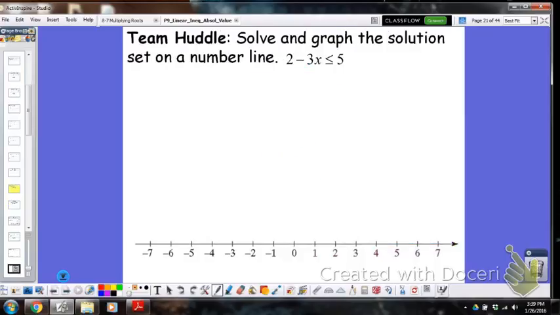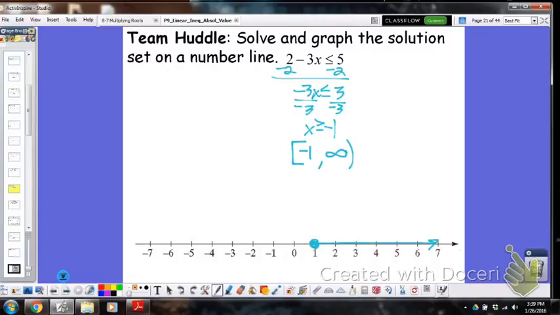Alright, I want you guys to go ahead and do this one yourself. Make sure that if you are dividing by a negative number that you're flipping your sign. So go ahead, pause the video, and when you're ready for the solution, unpause it. So your final solution should be x is greater than or equal to -1.